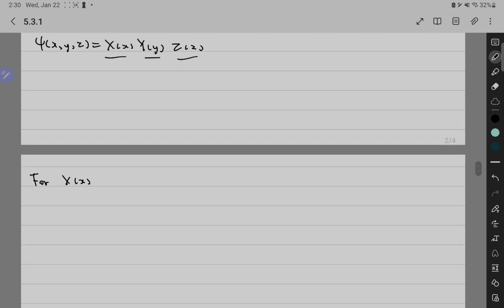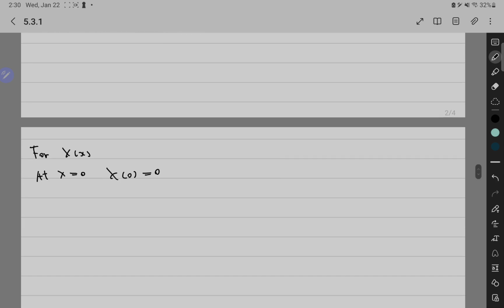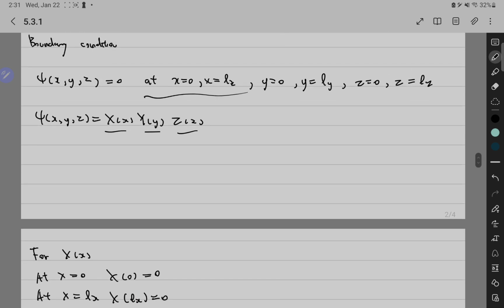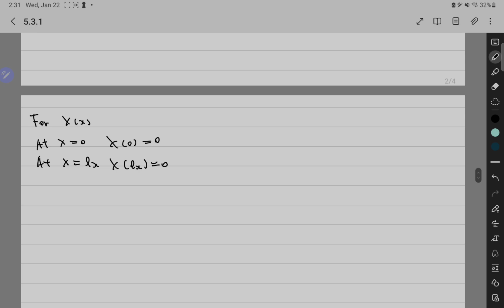So at x equal to 0, X(0) is going to be equal to 0. At x equal to Lx, X(Lx) is equal to 0. Because this is our boundary condition we have literally just listed here. So we know the general solution is Ax sine kx x plus Bx cos kx x.